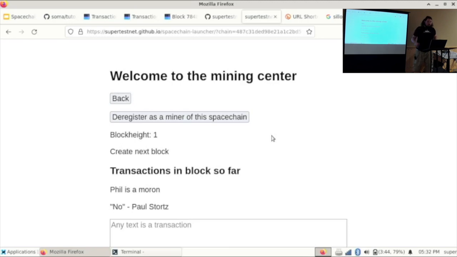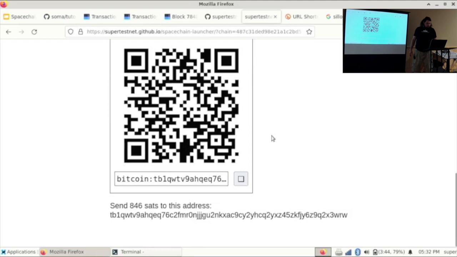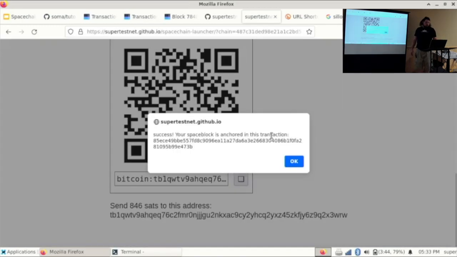Sorry, the question was, what's the least amount that you can burn to start a space chain on yours? 846 sats. The question was, what's the least amount you can burn to create a space chain on mine? It would be just a dust output.